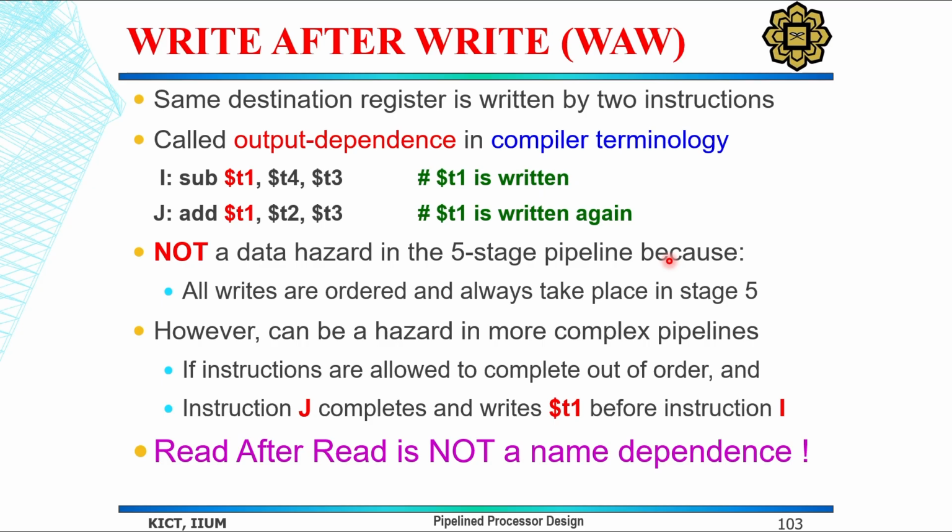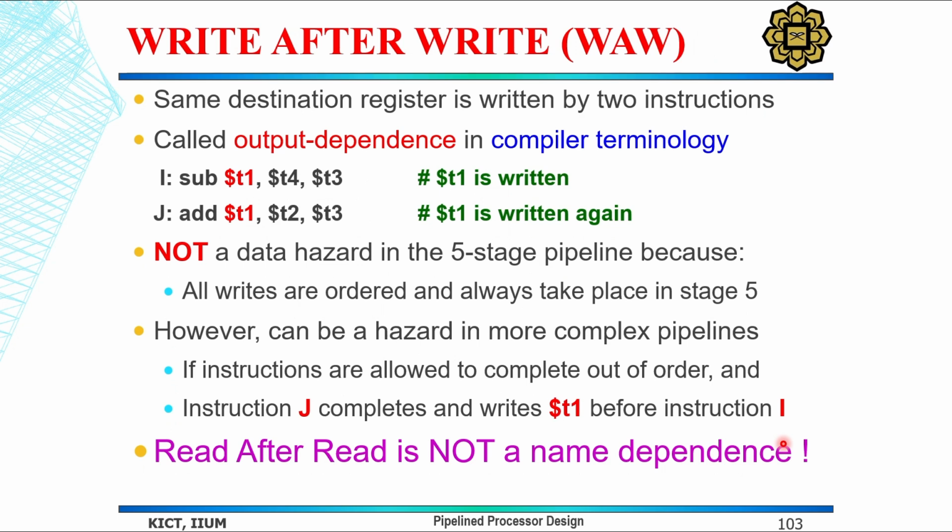But normally in the five-stage pipeline, this is not a problem. Read after read is not a name dependence, and not a dependence, so that is also no problem. So for our current design, the only hazard we need to worry about is read after write. Other than that, whether it is write after write, write after read, or read after read, there is no hazard in all these.